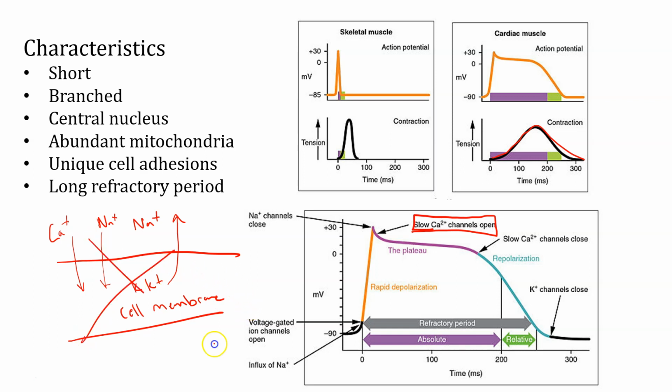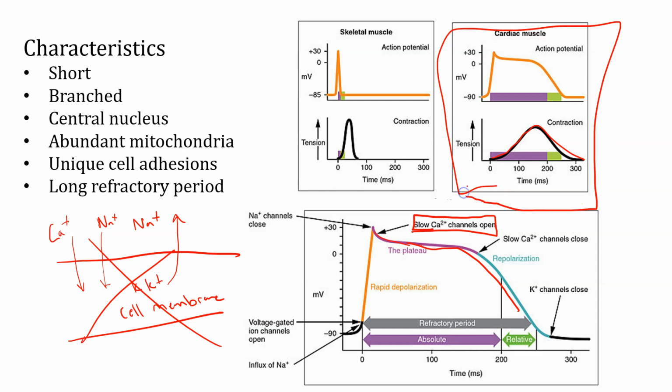This is all above and beyond the scope of this class. I do want you to know that there's a long refractory period, and that's due to these little leak channels. The ultimate consequence of that is that the heart can't seize in tetany like any of your other skeletal muscles can.